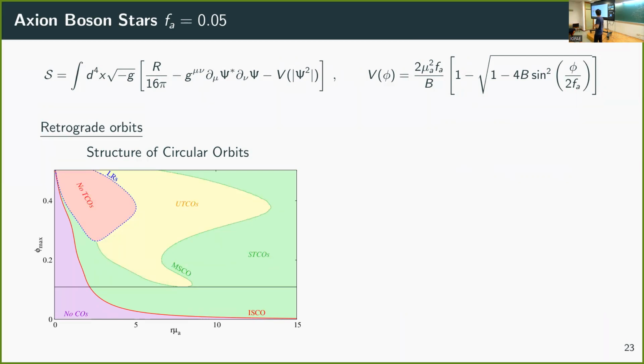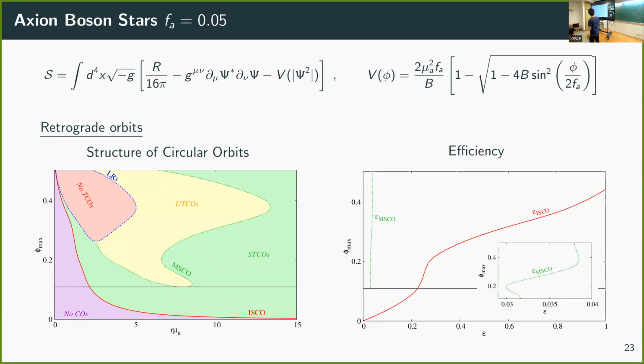Regarding the retrograde case, we see, again, the structure is very similar to what it was for the mini boson star case. You have, again, the light rings, and again, the region between the light rings is a region without timelike circular orbits. And if you look at the efficiency, for the ISCO it is the same as for the prograde orbits, but now the efficiency at the EMSCO is again smaller. It appears sooner, and since it's far away from the center of the star, it also has smaller values. As you can see, it's only around between 3 and 4%.